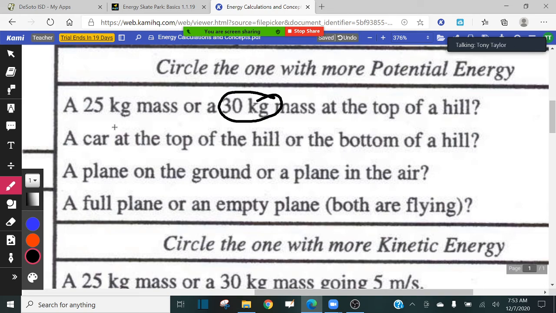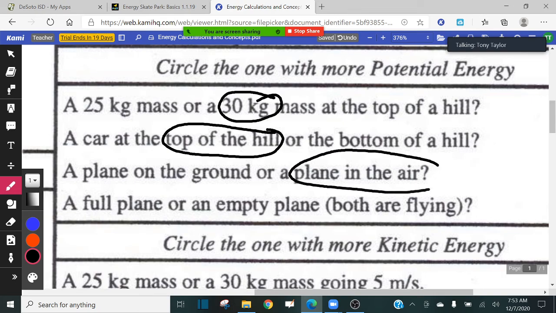Okay. So a car at the top of the hill or at the bottom of the hill, what has the most potential energy? Obviously the one at the top of the hill, because the higher the height, the more potential energy it has. So a plane on the ground or a plane in the air, well, it's obvious. If it's in the air, it has more potential energy. A full plane or an empty plane, both are flying, and we're assuming they're flying at the same speed. So obviously the full plane will have more potential energy because the full plane has more mass. Okay.